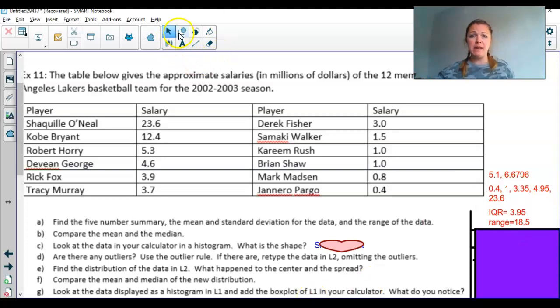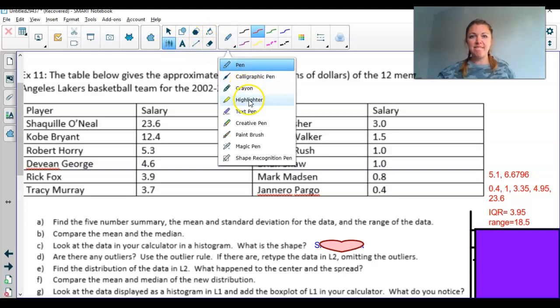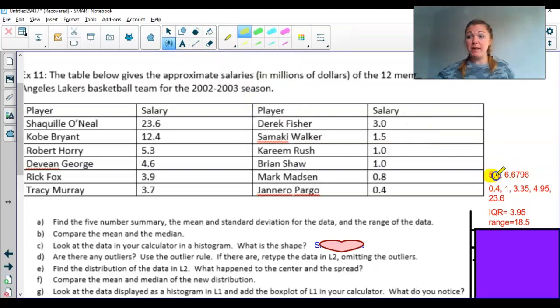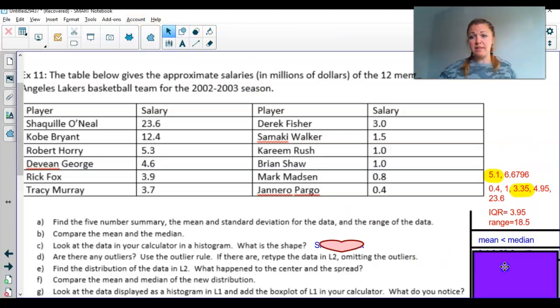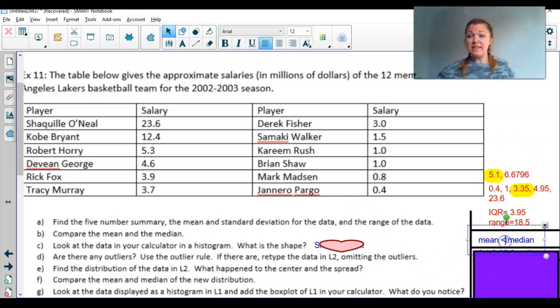So I want you to look at the mean. So I'm going to circle it, or maybe I'll highlight it. Okay, so the mean is right here, 5.1, and the median is 3.35. And what do you notice? Okay, you should notice that the mean is not less than the median, but the mean is greater than the median. Okay, the mean is greater than the median. Now what we want to do is look at the data in our calculator in a histogram. What is the shape?